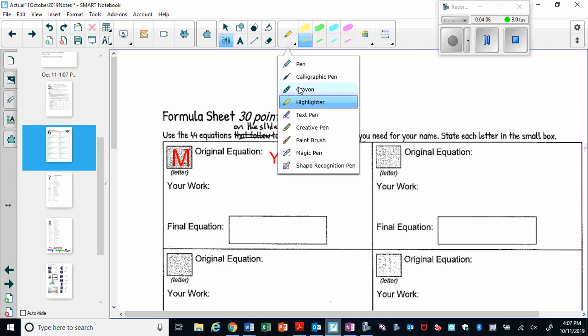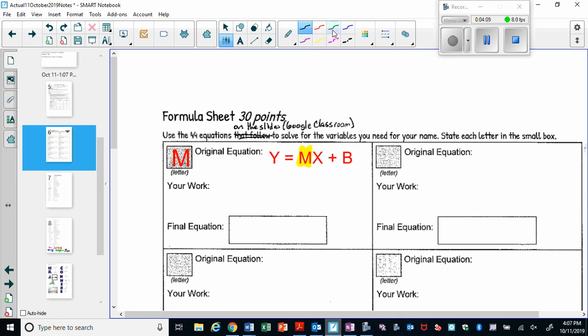So now, step 1: in order to get M isolated, we do reverse PEMDAS. So we will subtract b on both sides. Then we have y minus b equals m times x.